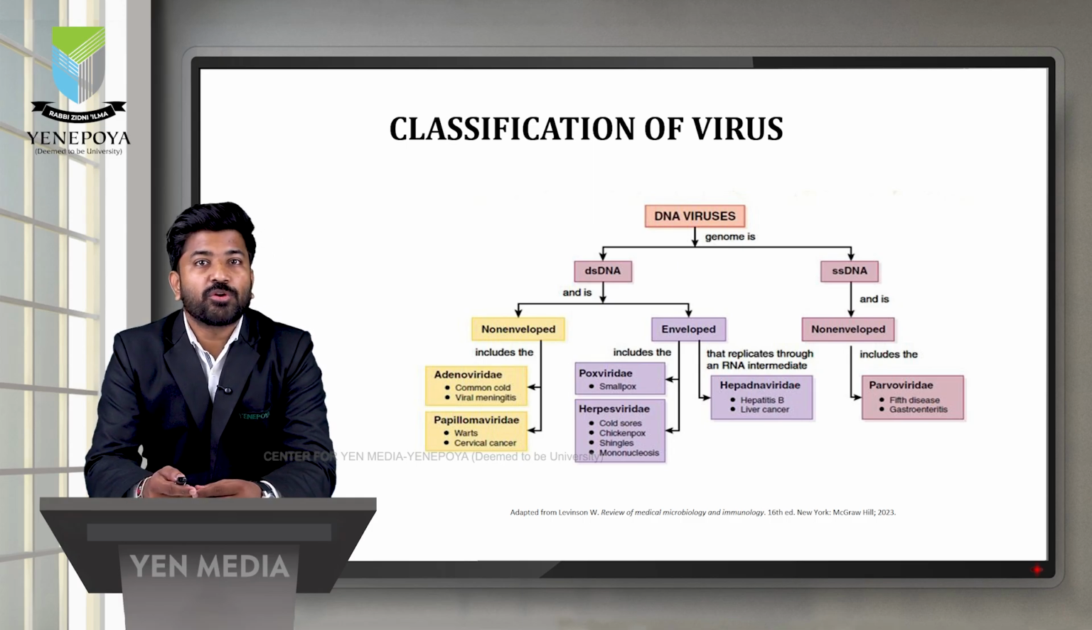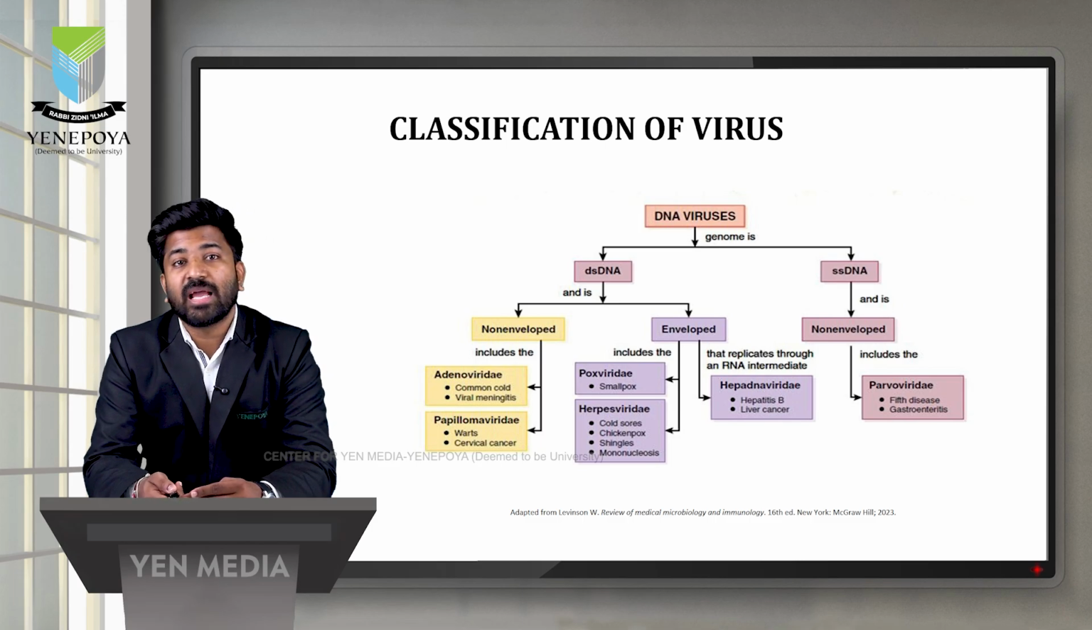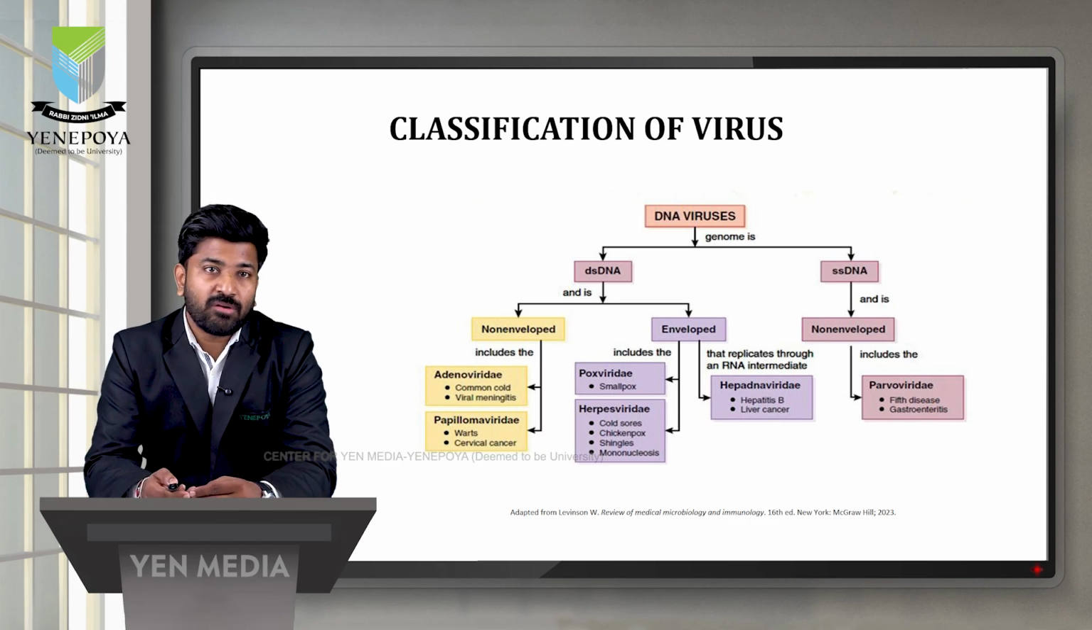The first one we will be looking into is the DNA virus, where the genome is made up of deoxyribonucleic acid. It can either be in a double stranded form or a single stranded form. Under double stranded DNA, they can either be non-enveloped viruses, which do not have the presence of an envelope, or enveloped viruses. Under non-enveloped viruses, we have adenoviridae, papillomaviridae. Under enveloped viruses, we have poxviridae, herpesviridae, hepadnaviridae.